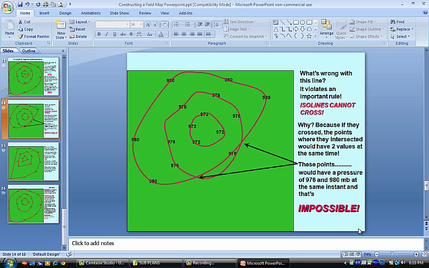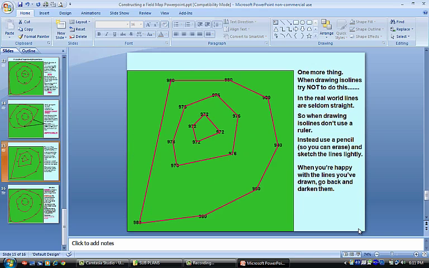Alright, what's wrong with this picture? It's pretty simple because we've discussed this several times. Isolines cannot cross. Very important. If you have crossing lines, then you did something wrong. Okay? If lines are crossed, then where they would intersect would have two values at the same time, which is impossible. So on this diagram, where you have the black arrows pointing where the lines intersect, you would have a pressure of 976 and 980 at the same instant, and that is absolutely impossible. So that's an easy way to know that this map is inaccurate.